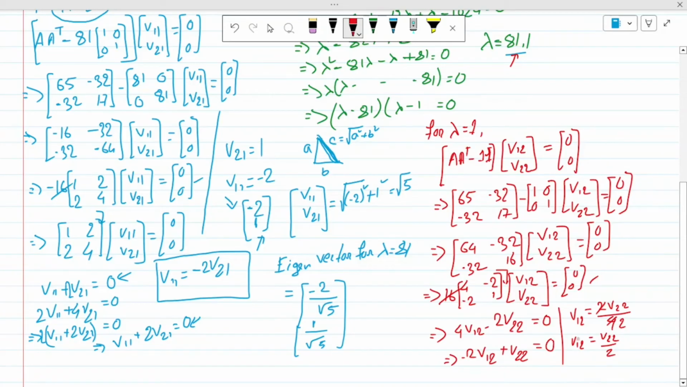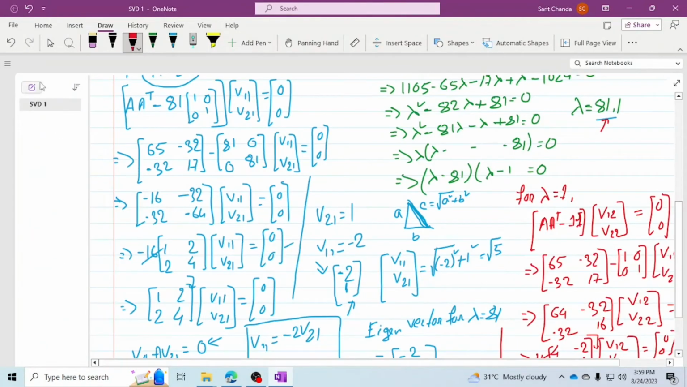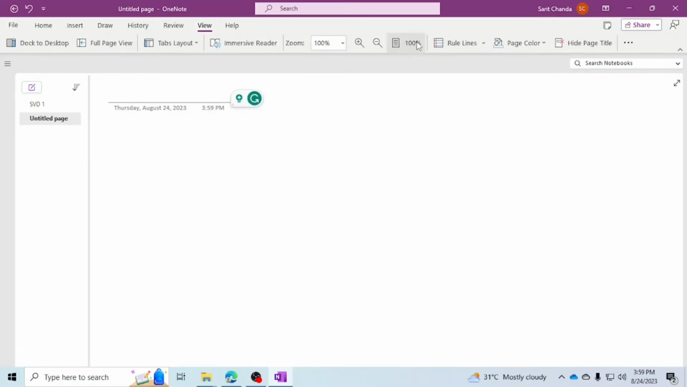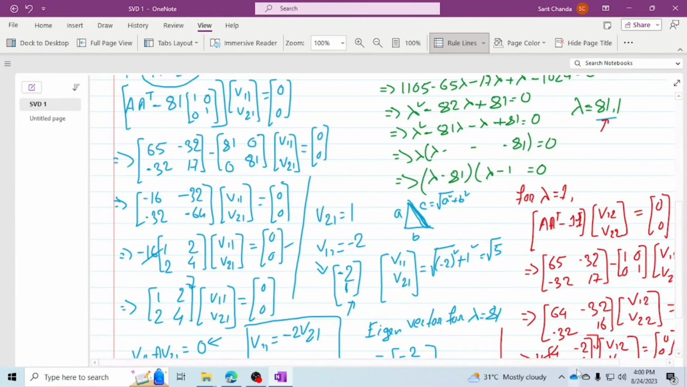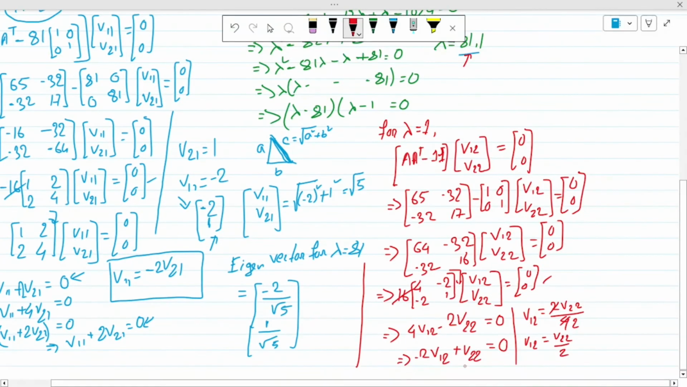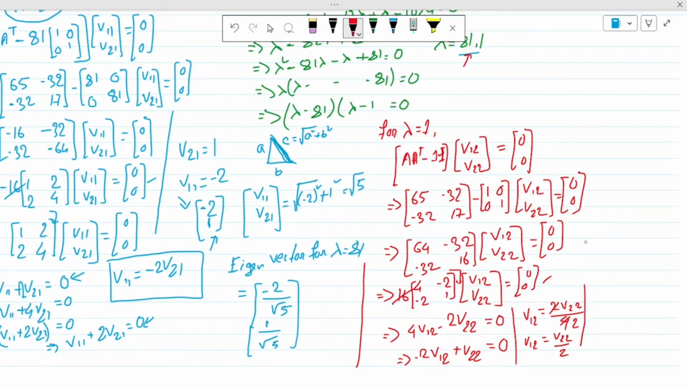Now let's consider one more page. Okay, view, ruler, let me take the ruler. So here at the end, this is the final expression, v12 equal to v22 by 2. Let's do it here only, then this will be easy. Now let's consider v22 equal to 1. Then what will be the value of v12? Simply if you substitute v22 as 1, then it will be 1 by 2. So ultimately now you have the vector 0.5, half means 0.5, and 1. This is the second eigenvector.